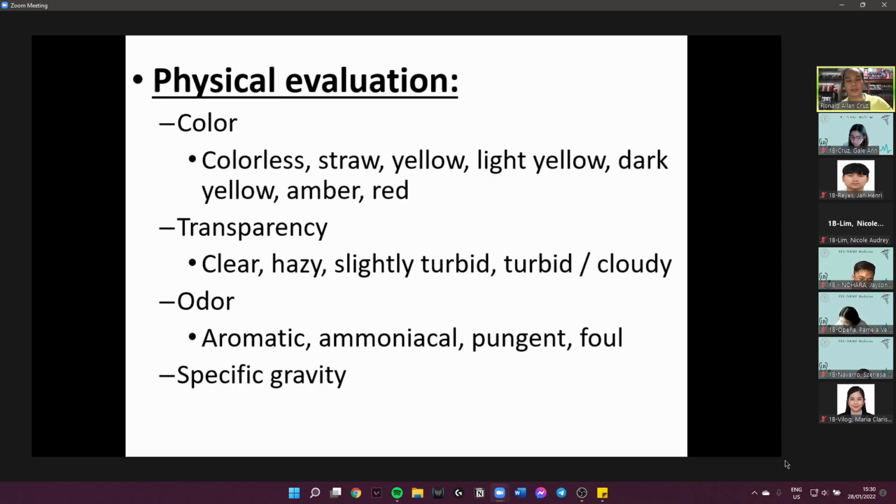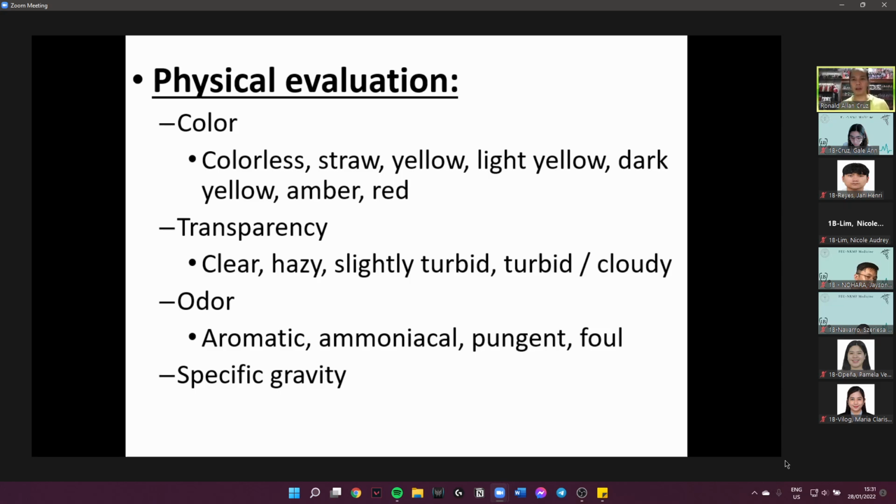Now, sometimes your urine sample, normally it's aromatic. So yung medyo may konting panghi, kumbaga. So may amoy siya kahit paano. But certain conditions could give you the other odors. Like for example, ammoniacal. So most especially if the patient is taking a lot of proteins, no? Meron siyang protein supplement. So medyo the odor of the urine sample would smell like ammonia.